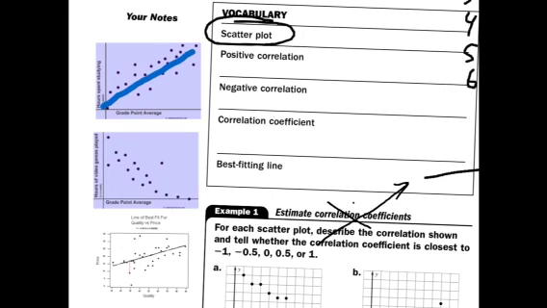When you have this line, this positive correlation, that means it's going up. When we have a negative correlation, that means it's going down.